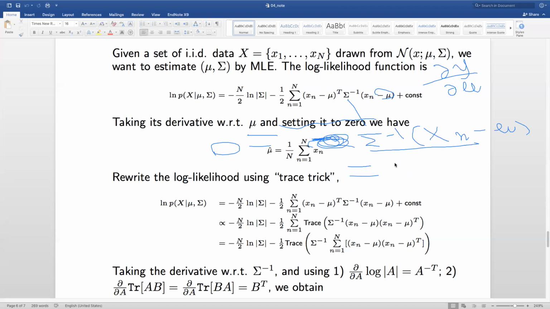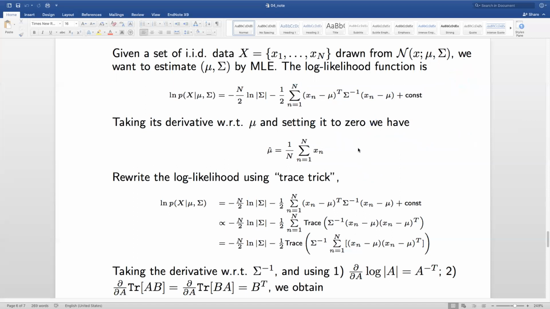Let me see. I forgot the summation. The summation should be there. So ultimately, what we have is the summation over i, maybe instead of using n, let's use i. And we know that there's a sigma inverse, so this thing is, and the summation of x_i, because sigma inverse is a constant, not relative to i, we can take it out, and it equals 0.